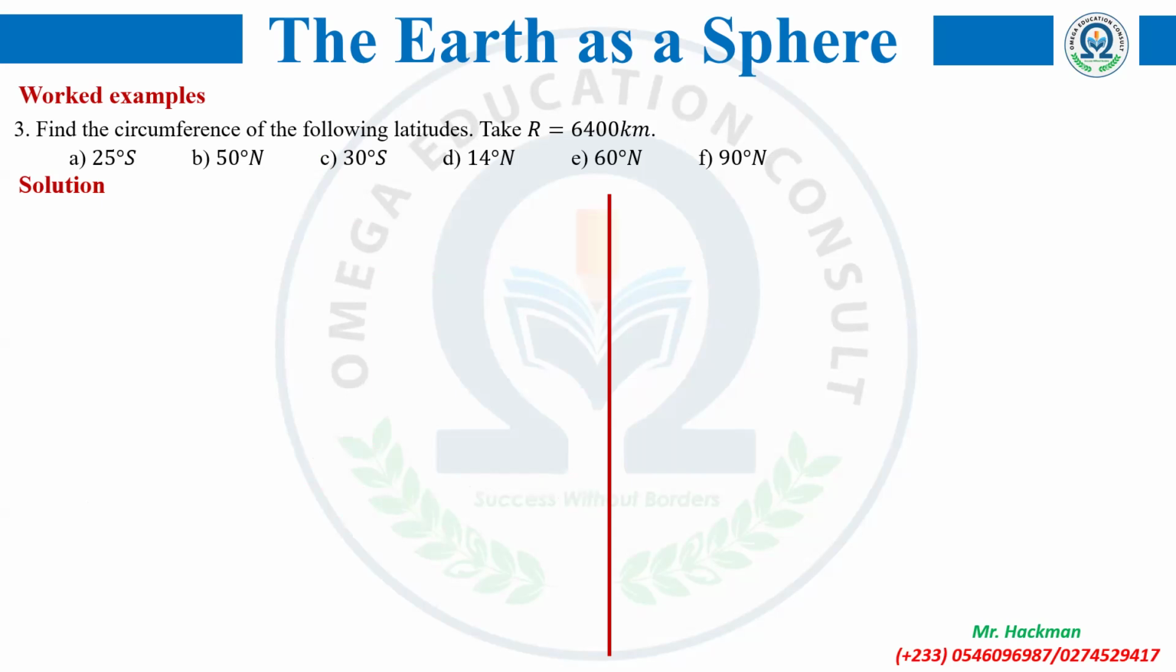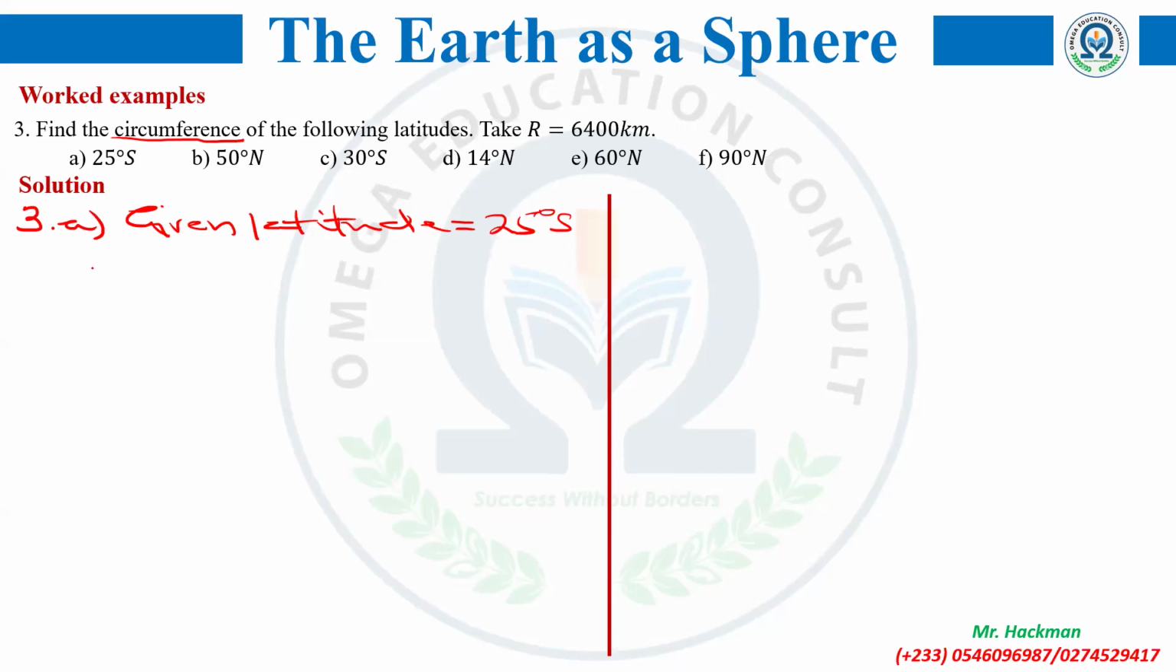Yes, please. Okay, so now let's look at the solution to question 3. Question 3, find the circumference of the following latitude. So now what do we have? A, we've been given, so let's extract our latitude. Let me write it this way, so that at least I'll be more precise. Given latitude, 25 degrees south. That's the latitude.